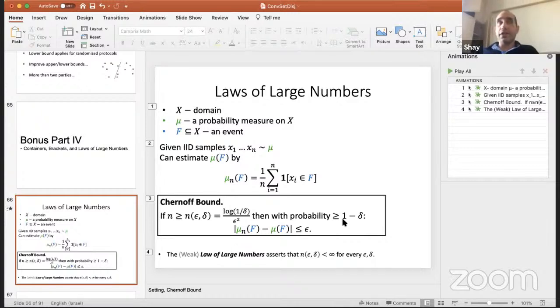I think it's a great question. It's a very interesting question to study this property. And as I said before, this notion of containers is in some sense equivalent to a notion called bracketing in statistics and cutting planes in discrete geometry. So variants of it appear in many contexts.